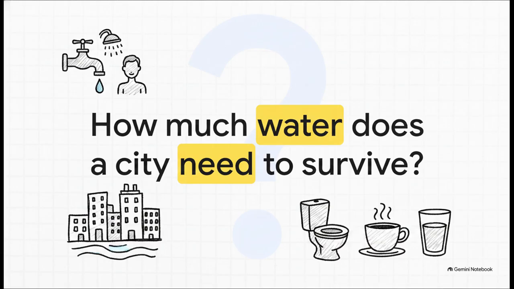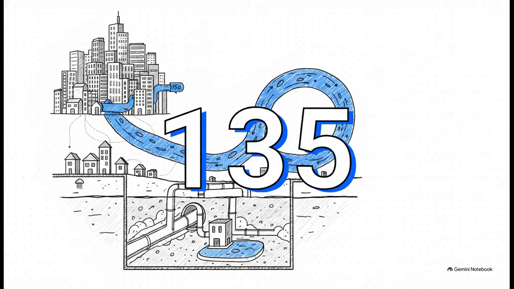Think about your own daily routine for a second. Showering, cooking, drinking, flushing. If you had to guess the absolute minimum daily water requirement for a single person living in a modern city, what number would you come up with? Just take a quick second to think about it. Well, the magic number is 135, specifically 135 liters per capita per day.